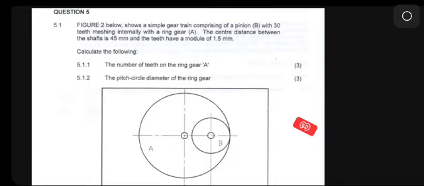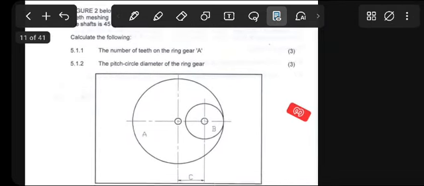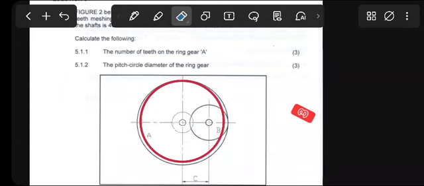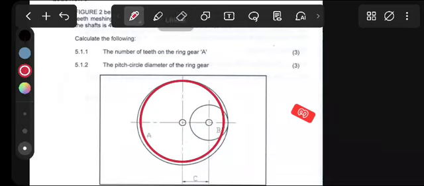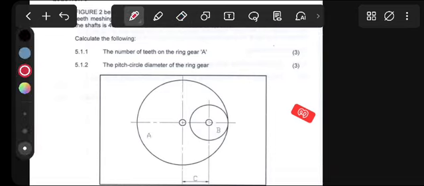The ring gear is this one, the big one, you may ask. So this is our ring gear. You understand? So this is what we have there, our ring gear. So how do we go about calculating the teeth? It's the same process, guys.